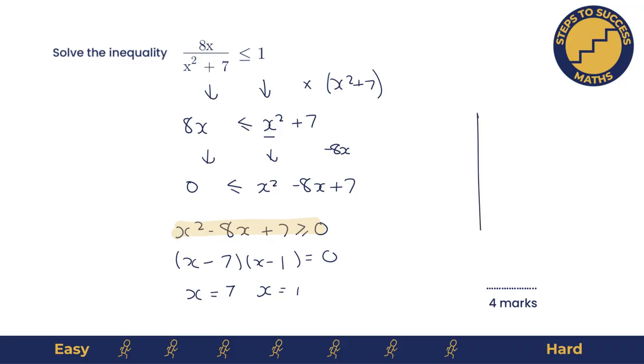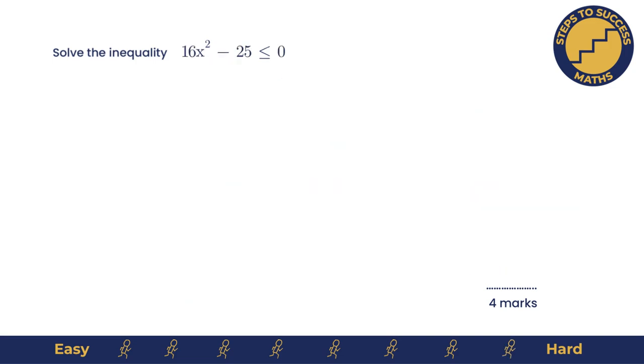And then we can put all our points on our little sketch. So we've got 1 and 7 on our x-axis and plus 7 on our y, and draw a little sketch. And we're looking for when this is greater than or equal to 0. So these sections here. So x is either less than or equal to 1, or x is greater than or equal to 7.